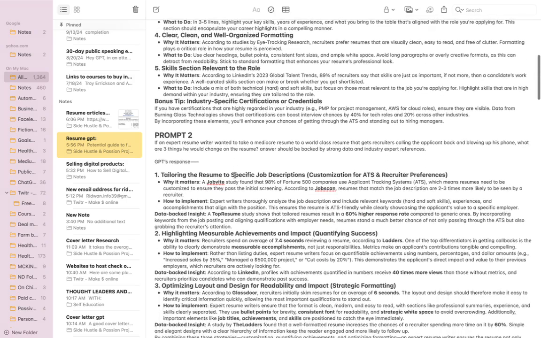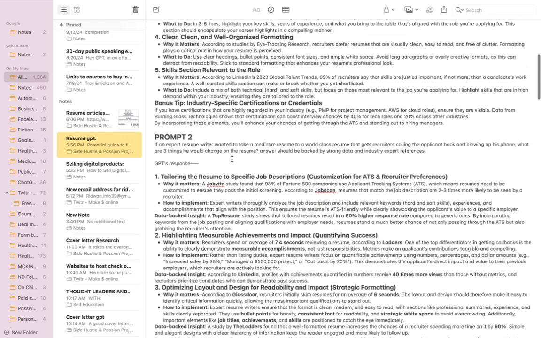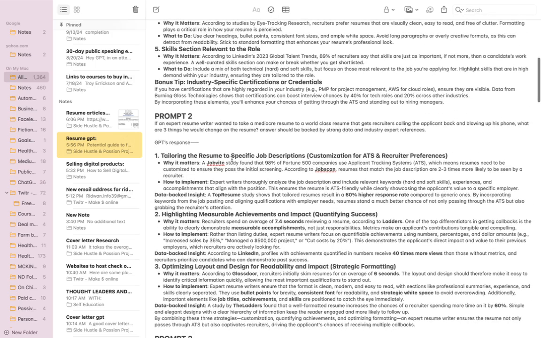So I decided to write another prompt just to see if I'd get a different answer. I wrote, if an expert resume writer wanted to take a mediocre resume to a world-class resume that gets recruiters calling the applicant back and blowing up his phone, what are three things he would change on the resume? Answers should be backed by strong data and industry experts' references.